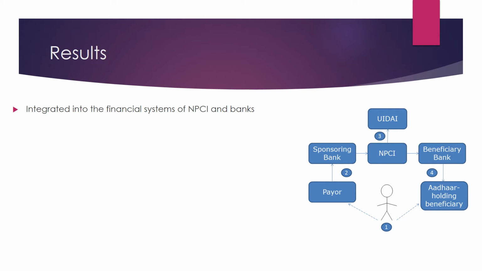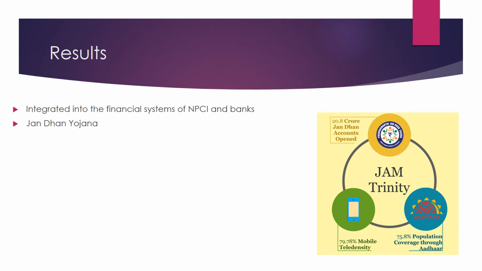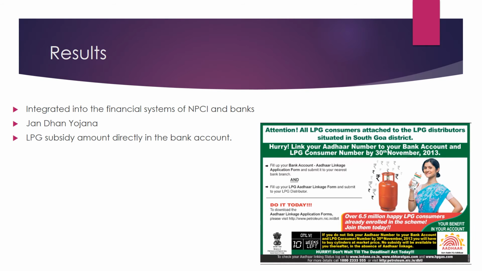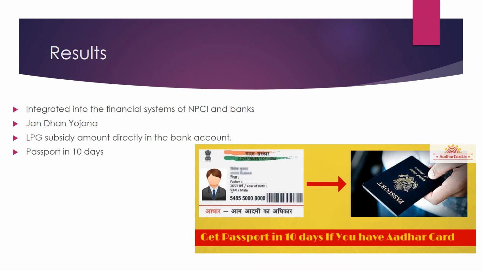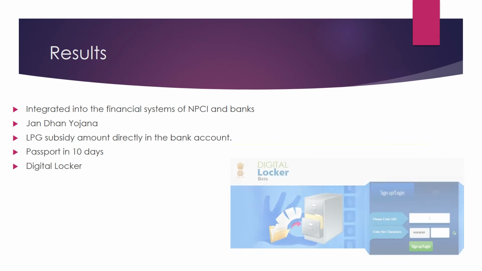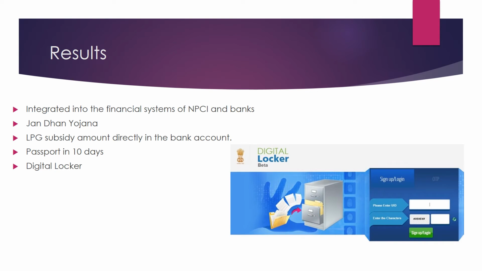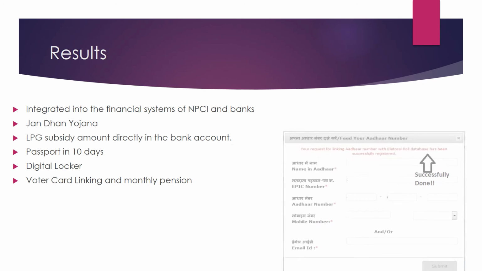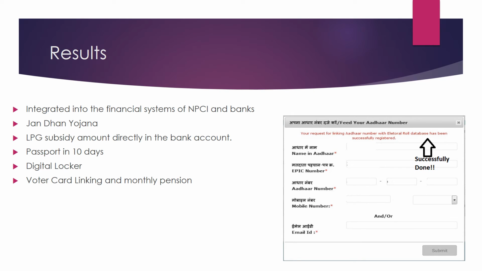Apart from collecting data of over 1 billion Indian people, the Aadhaar platform is now integrated into the financial systems of NPCI and banks, taking India towards the goal of total financial inclusion. Currently, Aadhaar is being used in the Guinness World Record holder scheme Jan Dhan Yojana for opening a bank account, Aadhaar-based direct benefit transfer of LPG subsidy amount in the bank account, getting a passport easier and quicker, Digital Locker, which is a cloud server for Aadhaar holders to store their personal documents, and voter card linking to eliminate bogus voters, receiving monthly pension and provident fund.